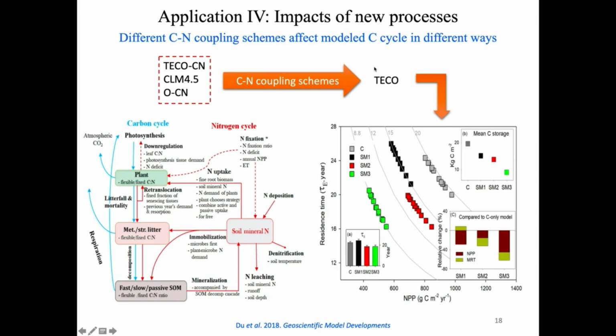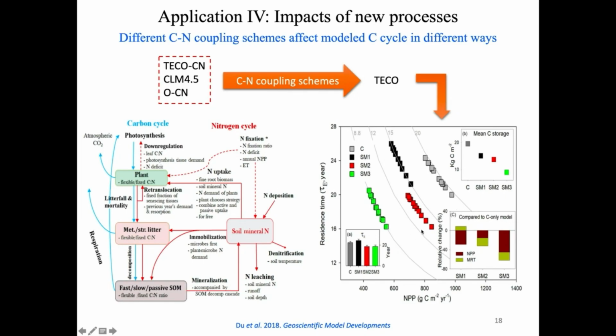The fourth application of the traceability analysis is to evaluate the impact of new processes on carbon cycling models. Here, we developed the TECO model to incorporate nitrogen cycles with 3 different schemes. As shown in the left panel, each nitrogen process is simulated with different assumptions by different models. Although all the 3 carbon-nitrogen coupling schemes reduce the carbon storage capacity in the carbon-only version of TECO, the reductions were driven by different reasons.